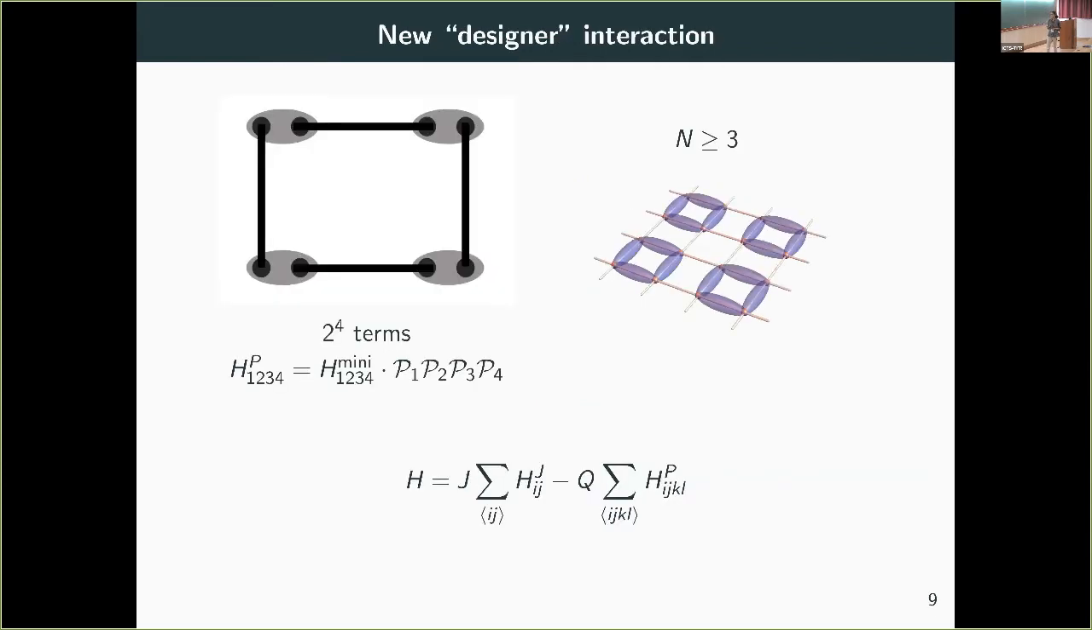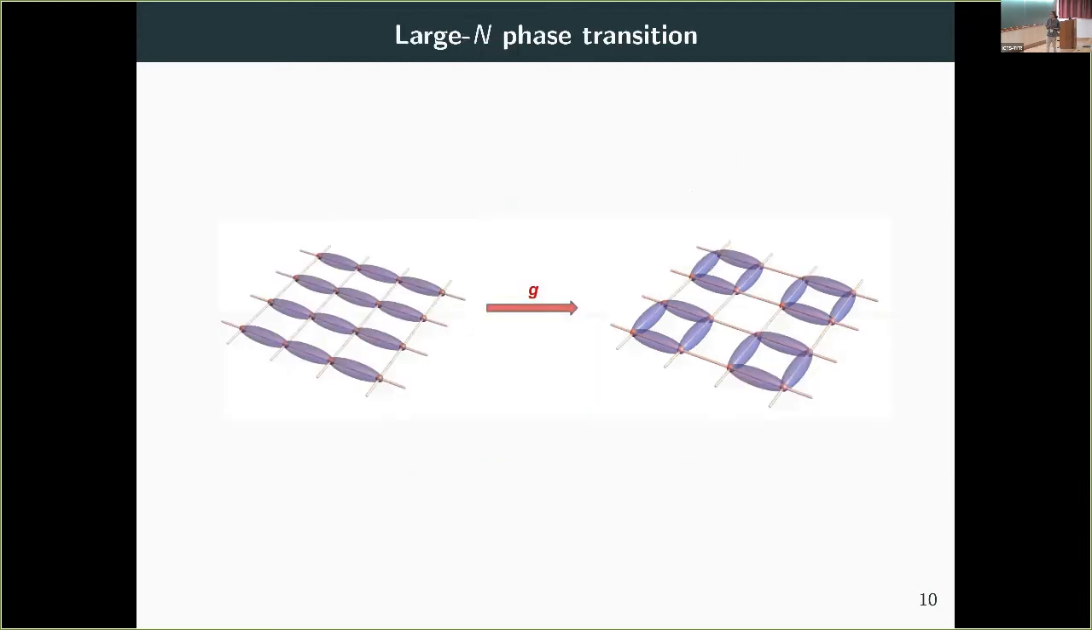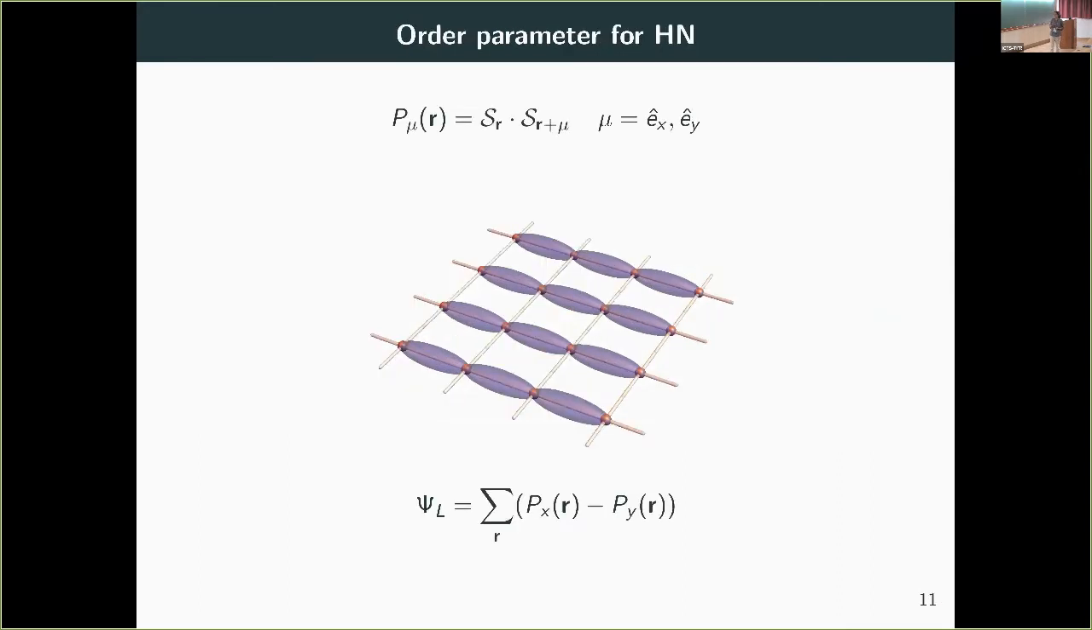So now I can study a phase transition between 2 phases by varying Q over J in the Hamiltonian. What I'm going to present here is this large n phase transition, where I study a phase transition between these 2 ordered phases, one which breaks the rotational symmetry and the other which breaks only a translational symmetry. Before I show the results, I'm just introducing the order parameters. The order parameter for the nematic phase I call psi. It measures the number of bonds in the x direction and subtracts the number of bonds in the y direction.